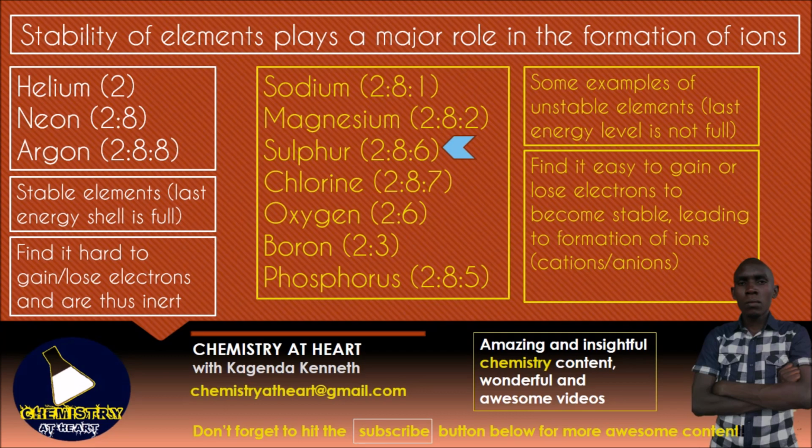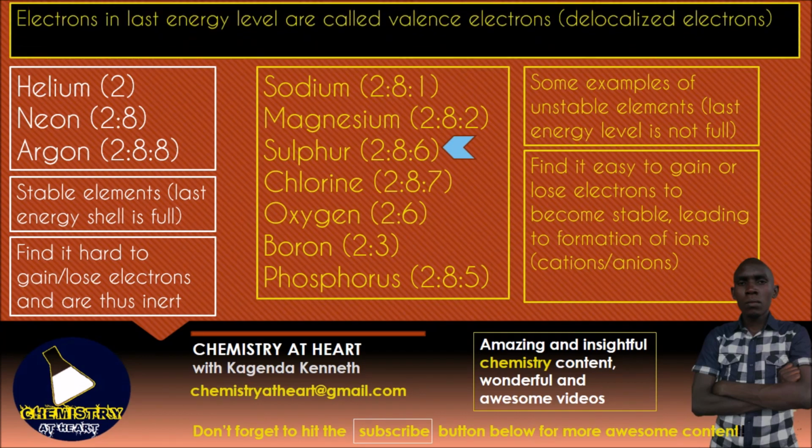So there is a special name given to the electrons in the last energy level, and they are called valency electrons. In some texts, they are called the delocalized electrons. Valence electrons or the delocalized electrons are therefore the number of electrons in the outermost energy level. For example, oxygen has 6 valency electrons, sodium has 1 valency electron, aluminium has 3 valency electrons, among others.